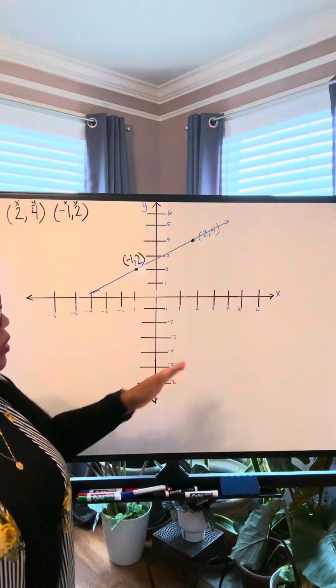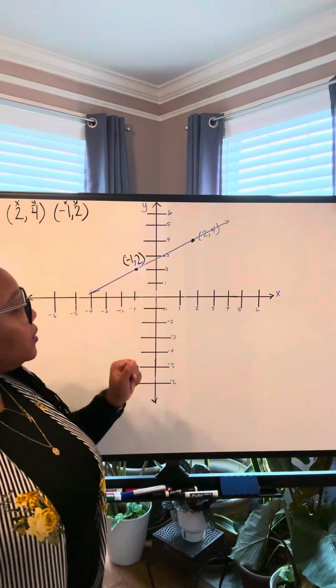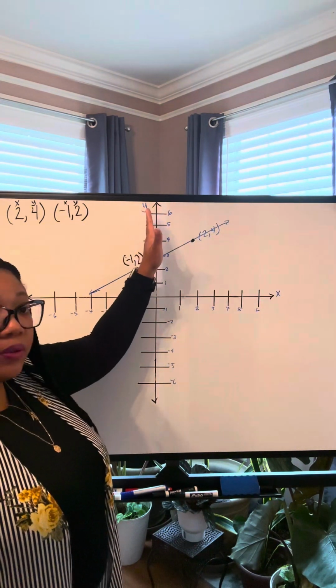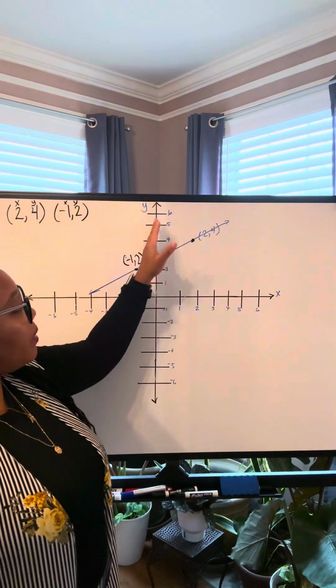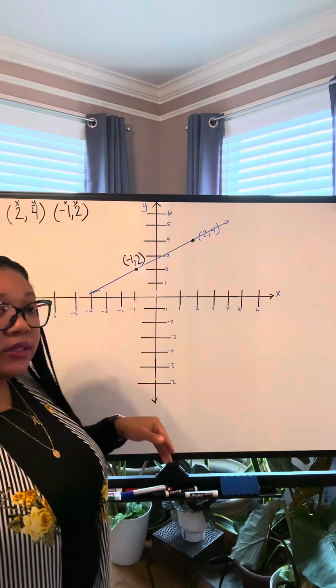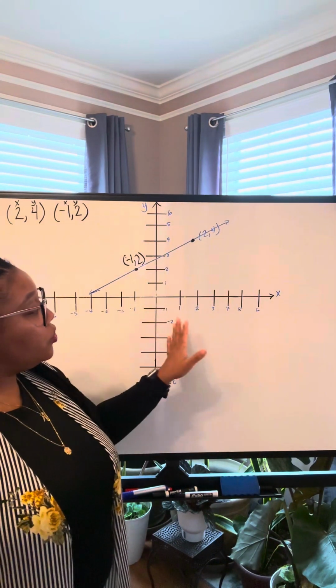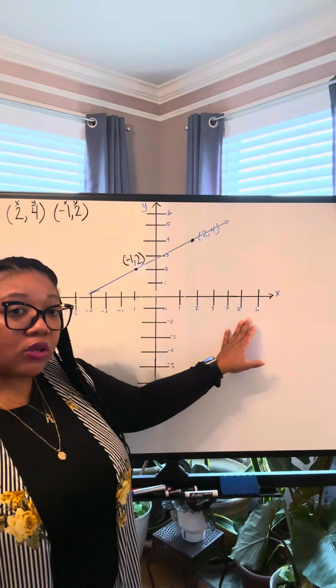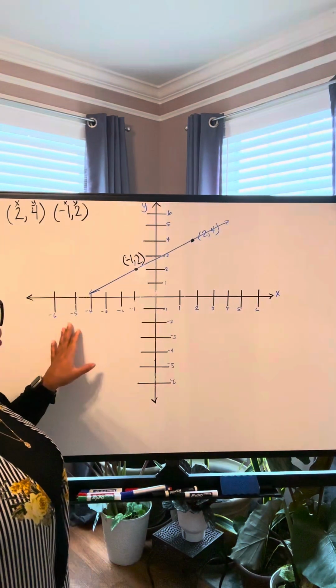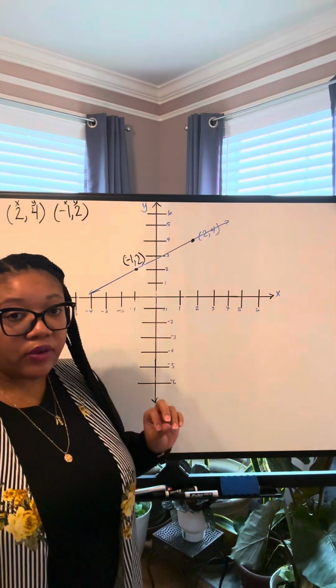So again, we have our x-axis and our y-axis. Anything going up vertically here is going to be positive. If it's going down on the y-axis, it's going to be negative. To the right of the y-axis is all of our positive numbers. To the left of the y-axis is all of our negative numbers.